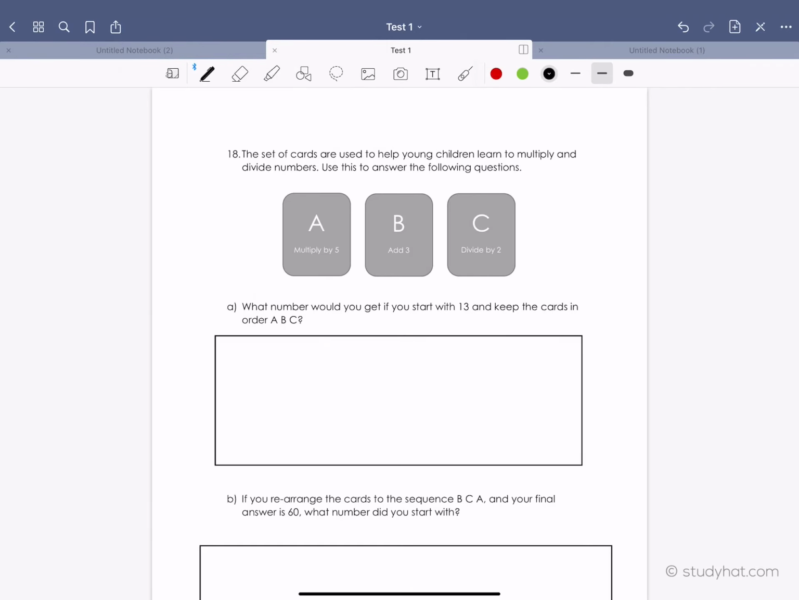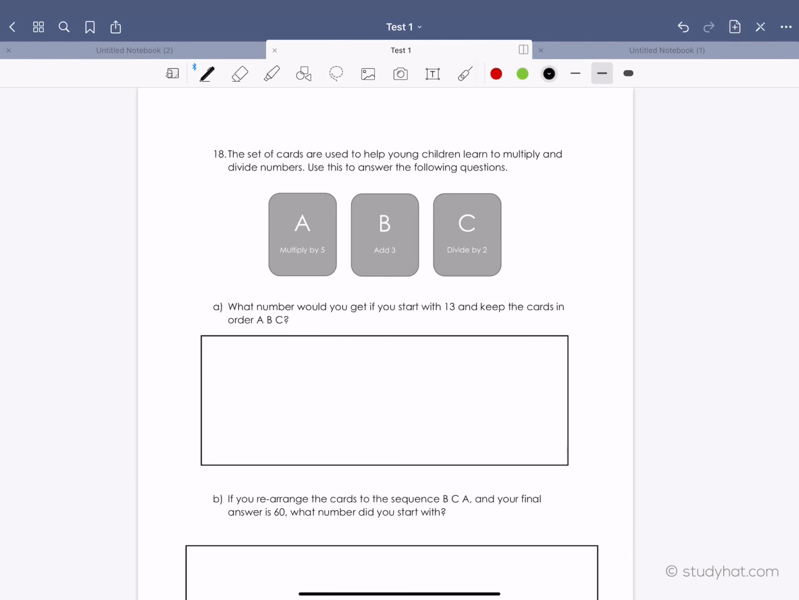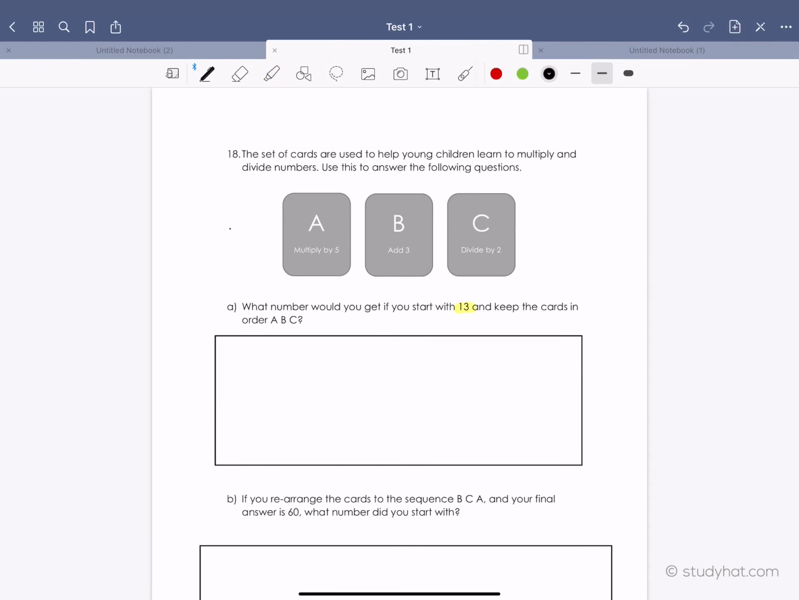Okay, for this question, we've got 3 cards, each of which does a particular function: multiply by 5, add 3, and divide by 2. And we're going to take the number 13, and we're going to put it through these functions, and see what comes out on the other side. First of all, we multiply by 5. 13 times 5 equals 65. We add 3. 65 plus 3 equals 68. And then we divide by 2. 68 divided by 2 equals 34. So the answer here is 34.